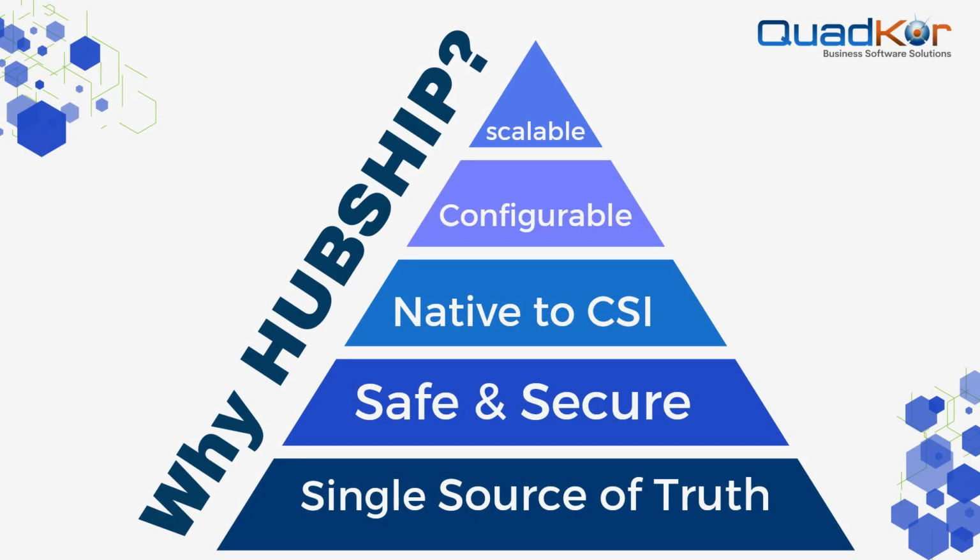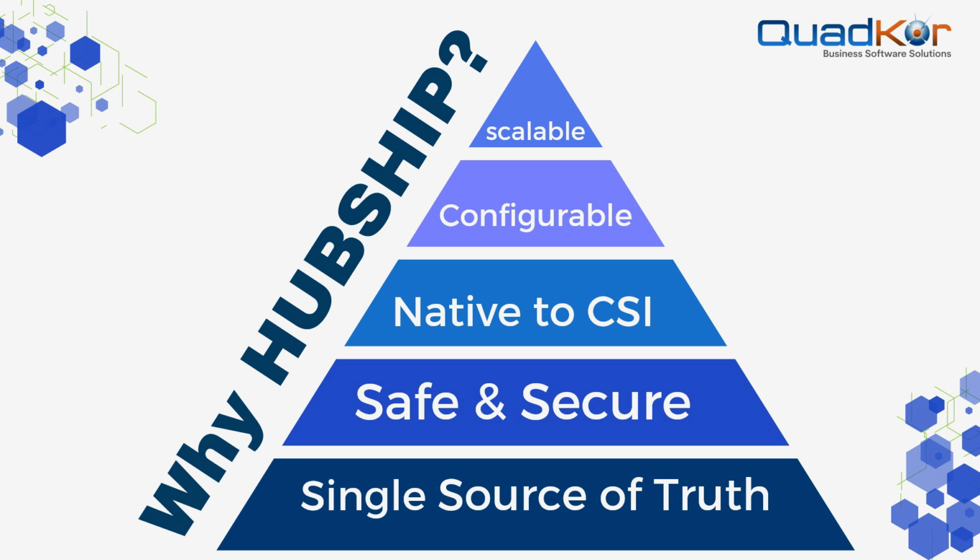Why HubShip? The first three on top of this pyramid really go hand in hand. It's scalable, it's configurable, and it's native to CSI. It's scalable and configurable because this is built with Mongoose, which is the same tool set that is used to build CloudSuite Industrial. It's safe and secure. Again, it's part of your ERP system, so it shares the same security measures that CloudSuite Industrial has. And last but not least, the foundation of everything.